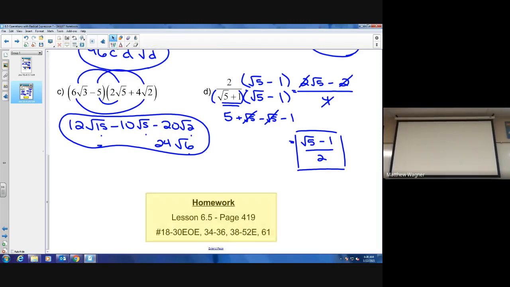Well, that's kind of the big thing today. We're going to be simplifying radicals and performing operations with radicals.